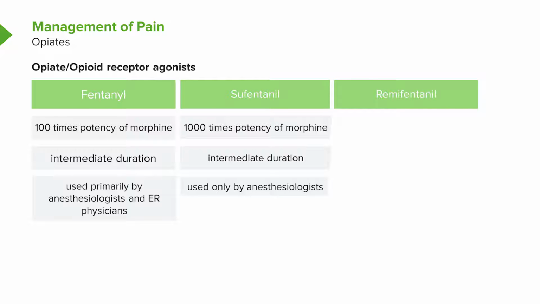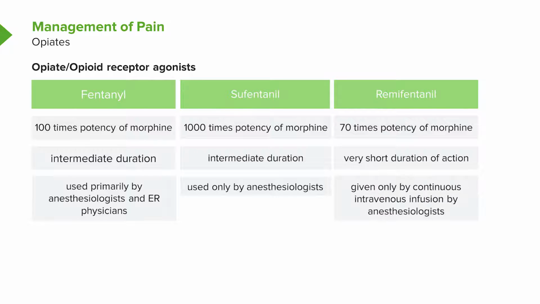Remifentanil is an oddball opiate. It's 70 times as potent as morphine, but it has a half-life of only 1.5 minutes. So it's given by infusion rather than by intermittent injections. It's also not metabolized in the liver as all other opiates are. It's metabolized by ester hydrolysis in plasma. And it's given, as I mentioned, only by continuous intravenous infusion. And I'm unaware of anybody other than anesthesiologists using this drug.